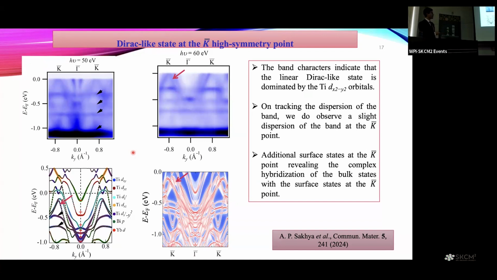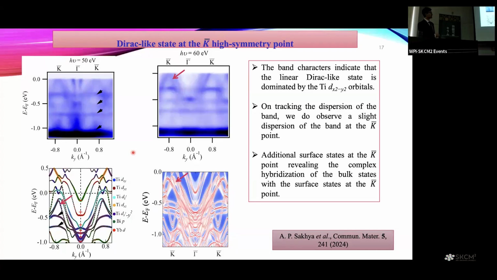The next is the Dirac point, Dirac cone. If you look at this K gamma K ARPES plot, we change the energy and then we again look at this K gamma K direction. What we see is that the ARPES intensity is slightly better in this case, so we are just focusing on this one. We see a Dirac-like state here where the Dirac cone seems to be slightly above the Fermi level.